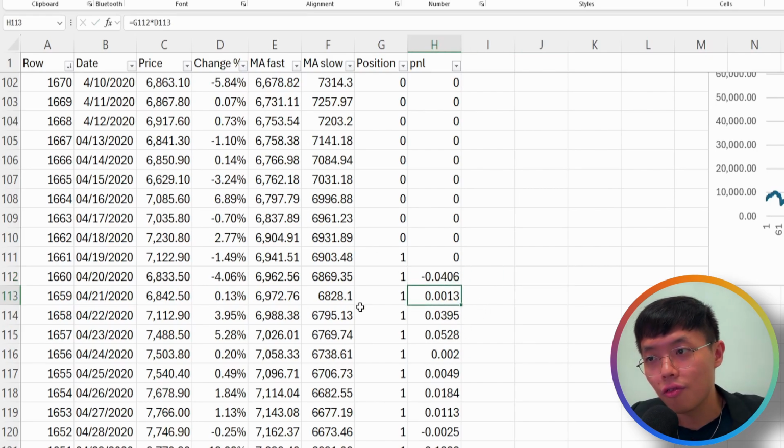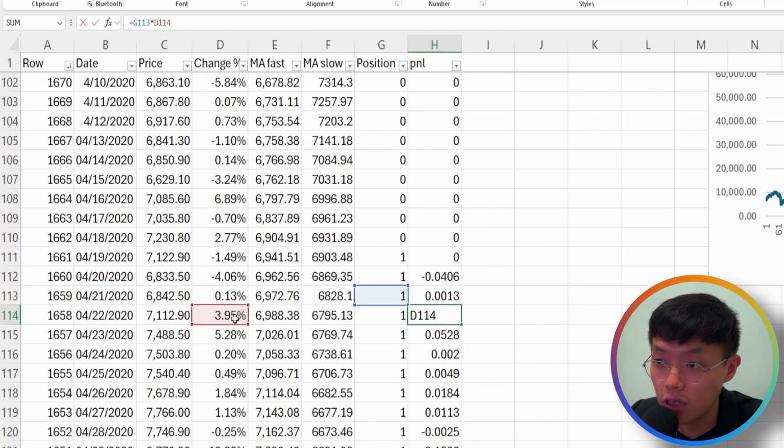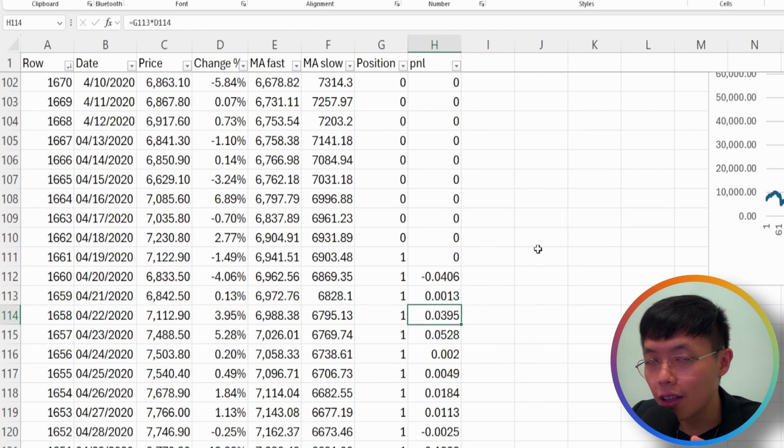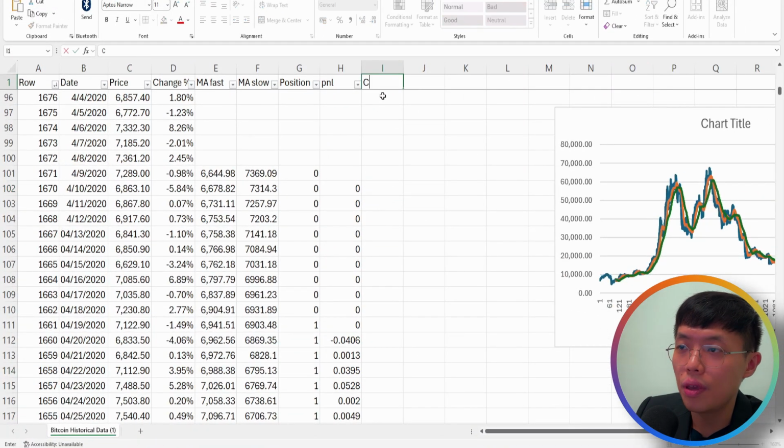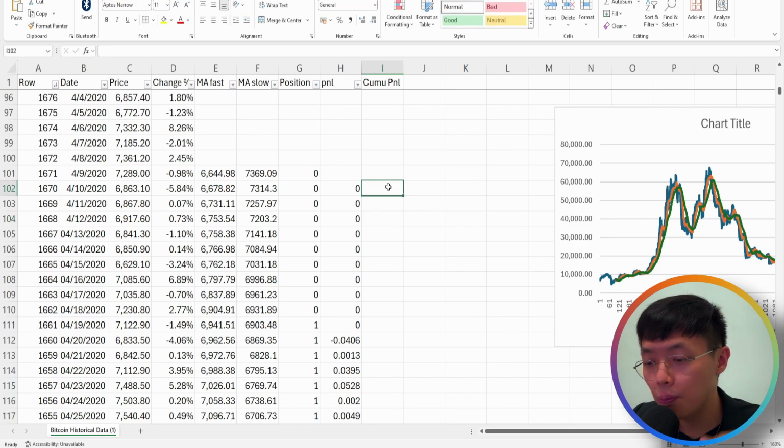So vice versa for profit, right? Right here, I open a trade, then the price change is positive, I gain. So it's a very, very standard P&L. So with all the P&L, I can have my equity curve, cumulative P&L.